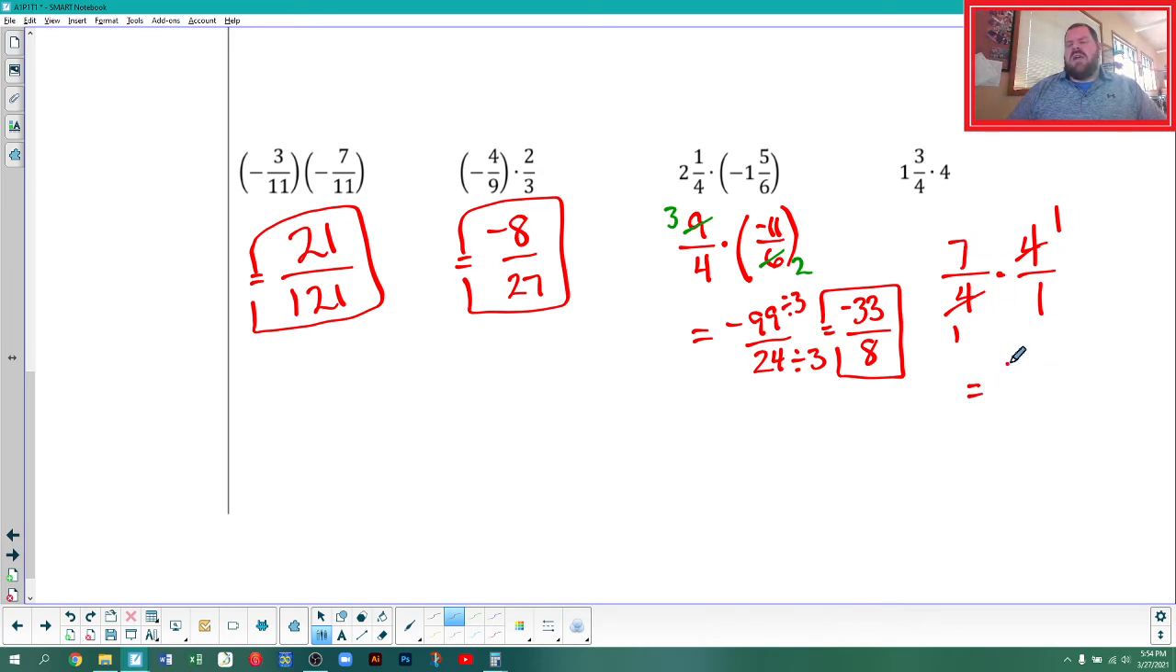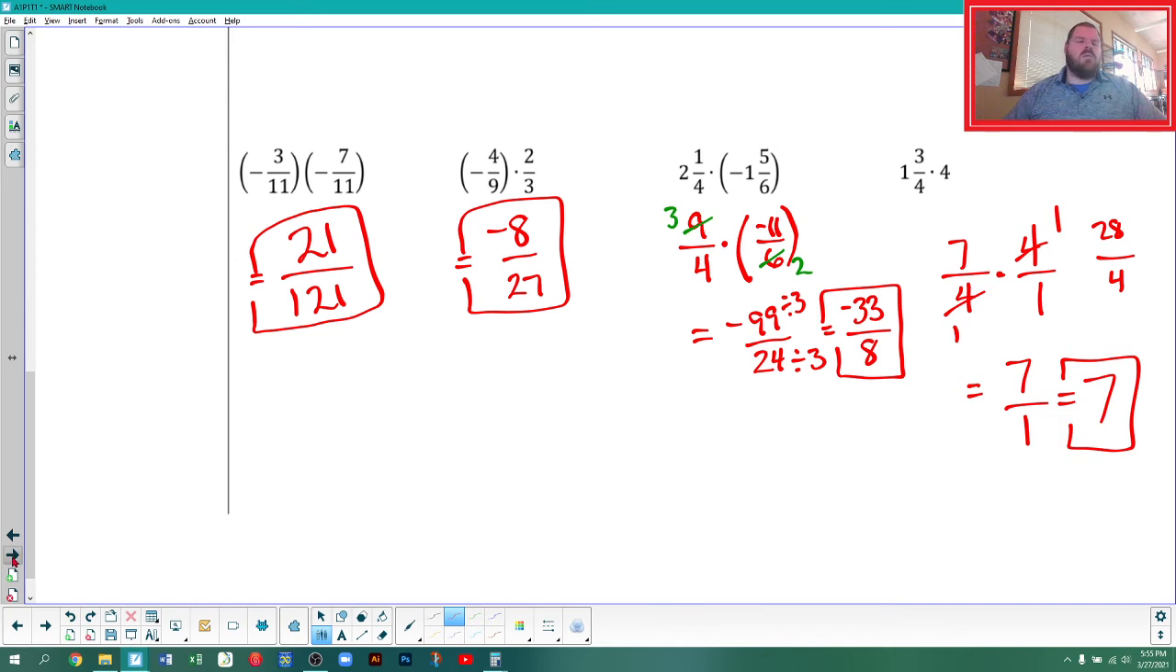7 times 1 is 7. 1 times 1 is 1. We don't have to write 7 over 1. We can just write 7. Also notice if I didn't realize that and I accidentally went ahead and just started multiplying, I would have got 7 times 4 is 28. 4 times 1 is 4. And then I could have realized that 28 over 4 will reduce to 7 over 1.